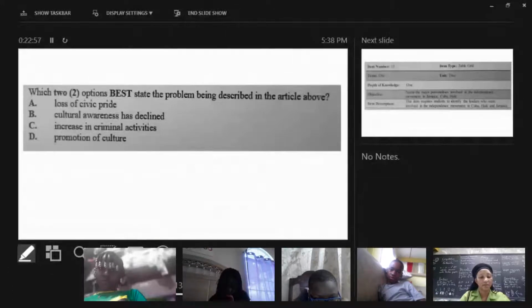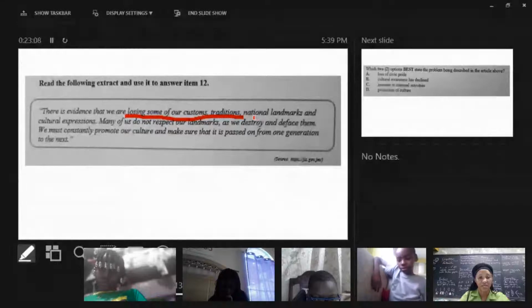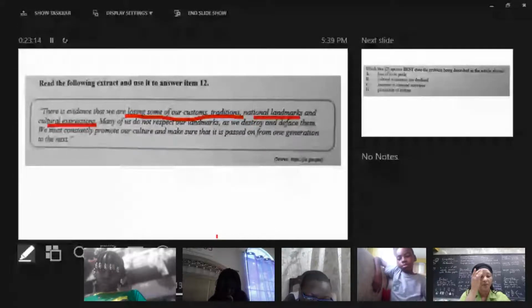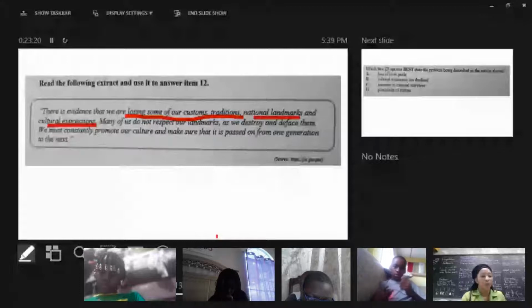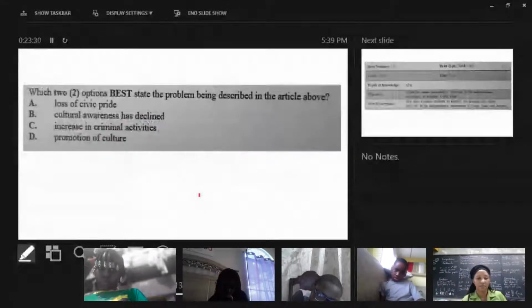All right, so there is evidence that we are losing some of our customs and traditions, national landmarks, and cultural expressions. Many of us do not respect our landmarks as we destroy and deface them. We must constantly promote culture and make sure that it is passed from one generation to the next. Go ahead, Coleman.